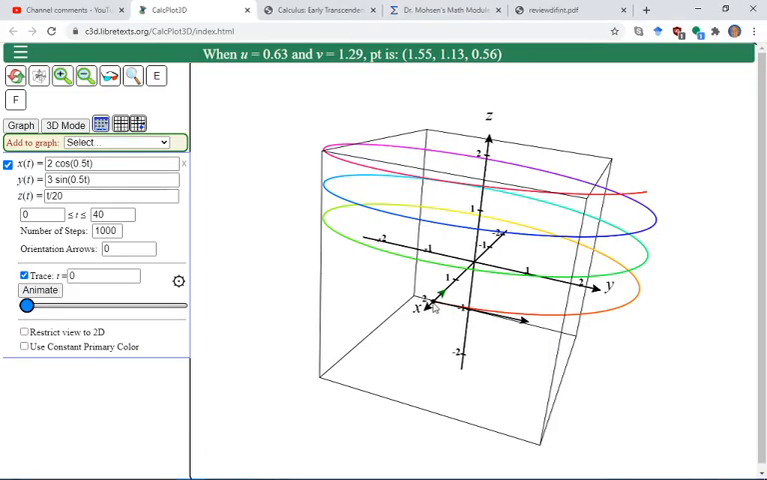Suppose we have a particle that is traveling in space. The location of this particle can be given parametrically in terms of time. x could be equal to some formula, y is equal to another formula, z is equal to another formula, and the particle we are tracing is at this location, as you see. As the time passes, the particle moves. You see I am animating this motion, and it is just going around.